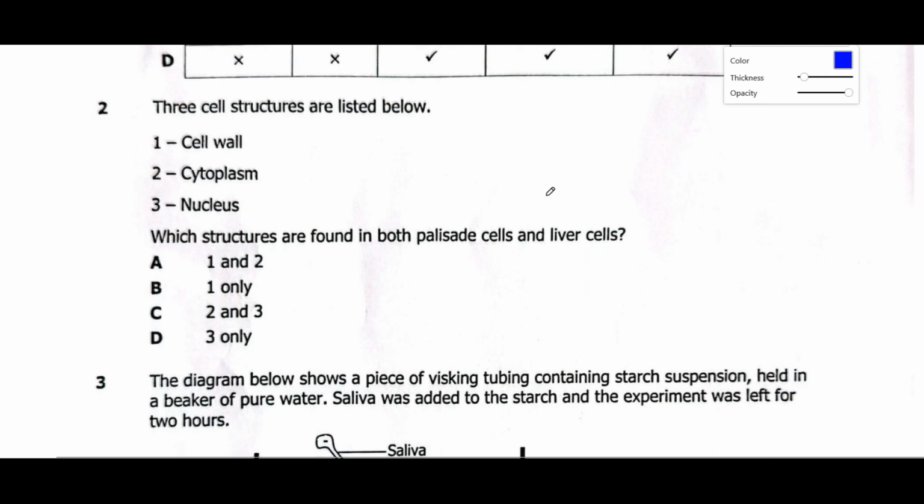Question 2, we are told 3 cell structures are listed below. We have cell wall, which is only present in plant cells. Remember that. Then we have cytoplasm, which can be found in both animal cell and plant cell. So is the nucleus. Which structures are found in both palisade cells and liver cells? A palisade cell is a plant cell, and this is an animal cell. So the structures that can be found in both plant cell and animal cell are cytoplasm and nucleus. So we'll say 2 and 3.